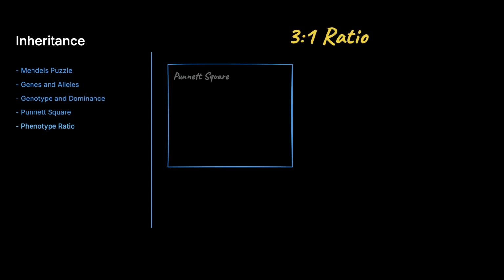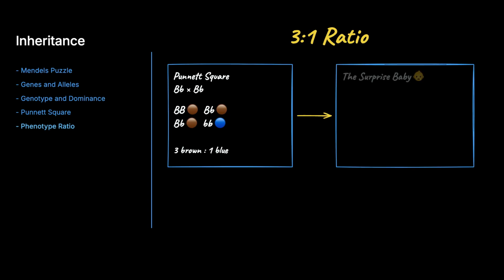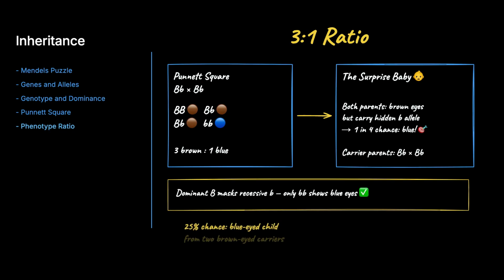So what do those 4 boxes mean? 3 of the 4 carry a dominant allele and look brown, while 1 has 2 recessives and looks blue. That is the classic 3-to-1 ratio. It explains our surprise baby. 2 brown-eyed parents, each a hidden carrier, have a 1 in 4 chance of a blue-eyed child.